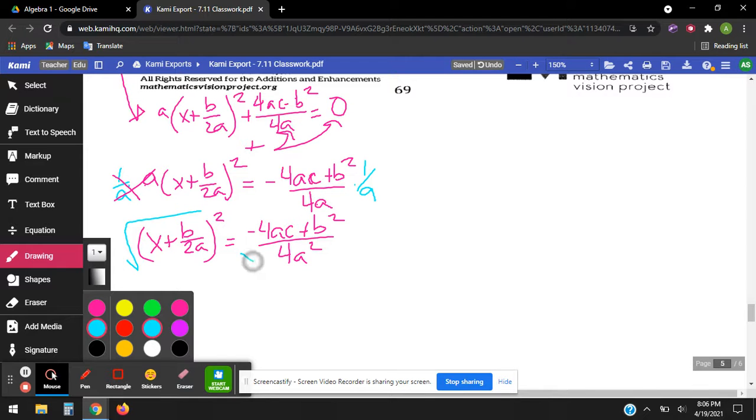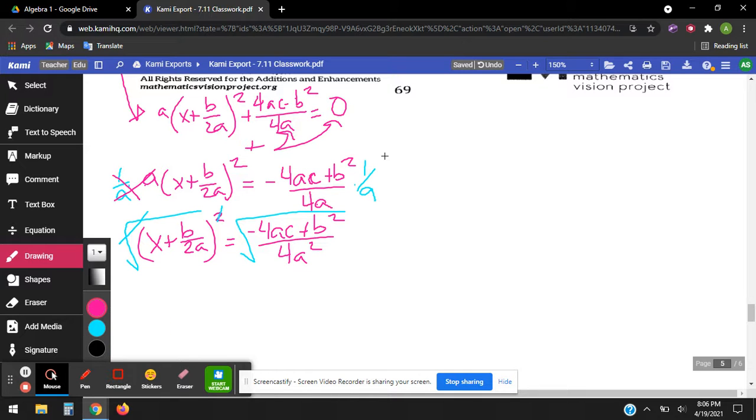Square root, square root. These cancel out. And I'm left with x plus b over 2a equals, and I'm going to split up this square root. I'm just going to put this on the top half, negative 4ac plus b squared on the top, because the square root of 4 is 2 and the square root of a squared is a. So I can actually simplify the bottom one just fine.